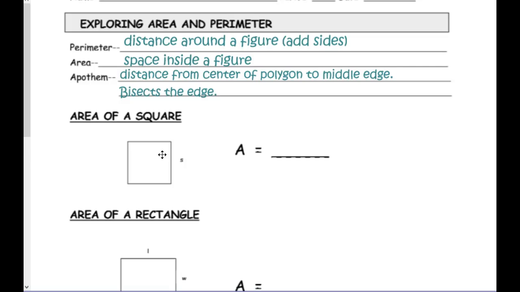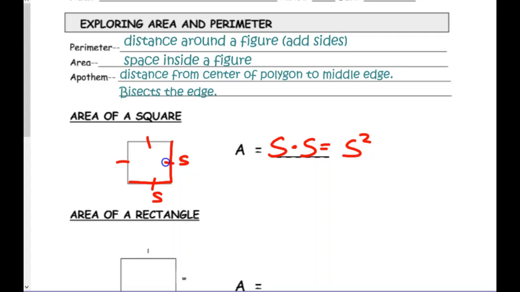So here we go. Area of a square. You might have seen it on the last page we were looking at, but if not, we're going to write it down right now. I hope that you've seen some of these formulas before for area and perimeter. Area of a square is, and by the way, you know a square has all equal sides. So if this is S, and if I want to find area, I'm going to do side times side. So side times side, or just side squared.